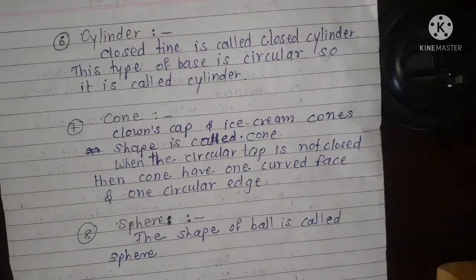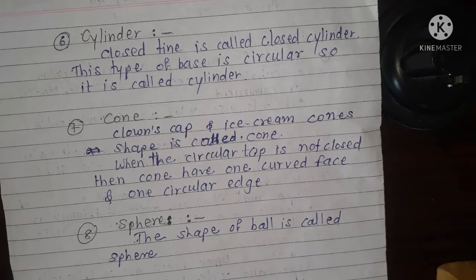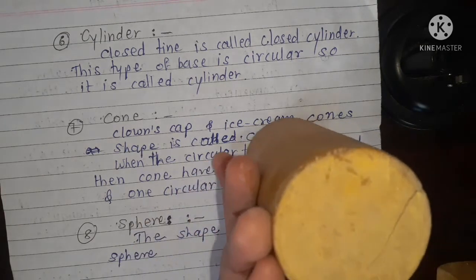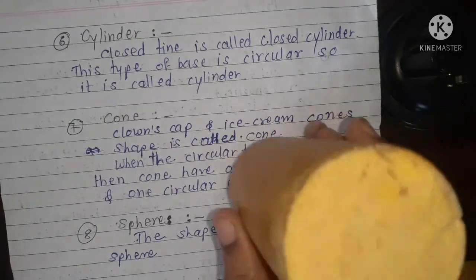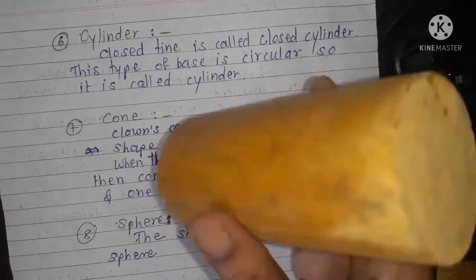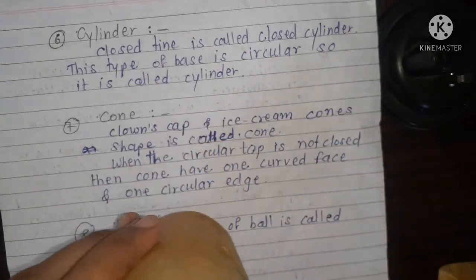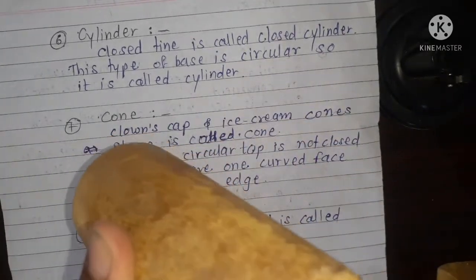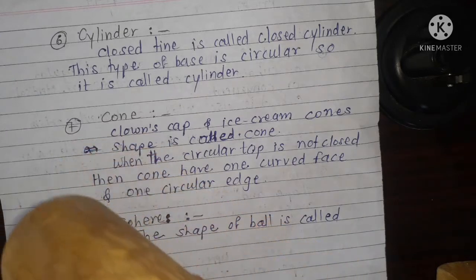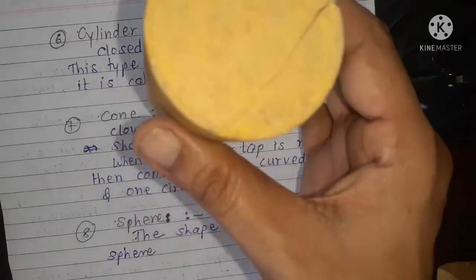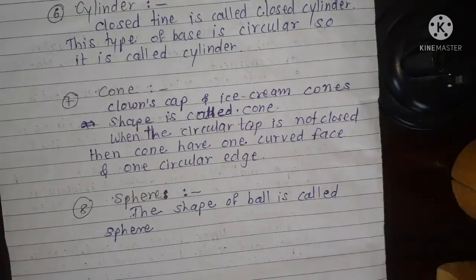6. Cylinder. You must have seen a tall tin with a circular base. A tin like this is a familiar example of a cylinder. See here, this is a cylinder. A closed tin is called a closed cylinder. This is a closed cylinder. This type of base is circular. So it is called a cylinder.